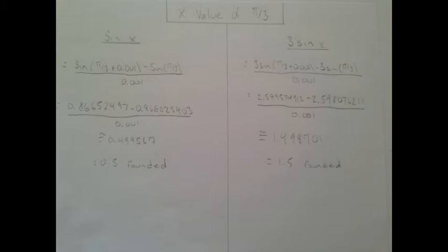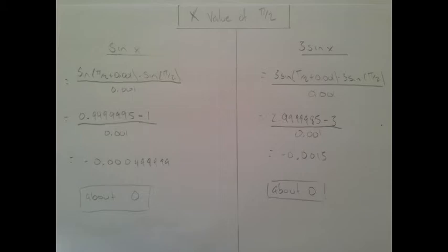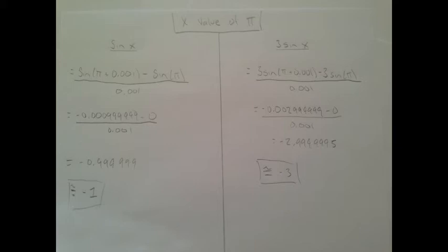Now for pi over 2. I got 0 for both, which makes sense from looking at the graph because at this point both functions are at their peak and parallel to the x-axis. Lastly, for pi, I got -1 for sine x and -3 for 3 sine x, which is perfect because they are both negative, since we saw from the graph that they are both going down at this point. And again, the instantaneous rate of change is 3 times larger for 3 sine x, proving that what I said before to be right.